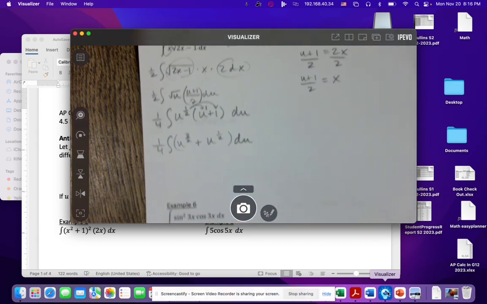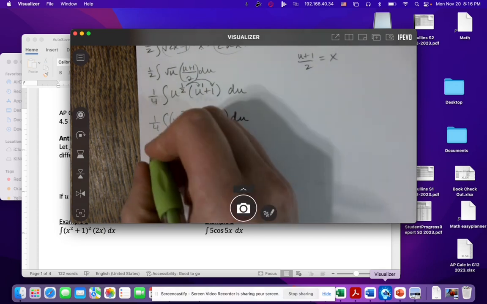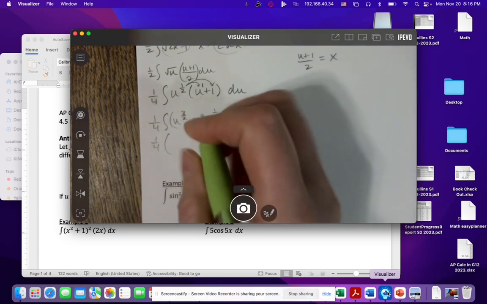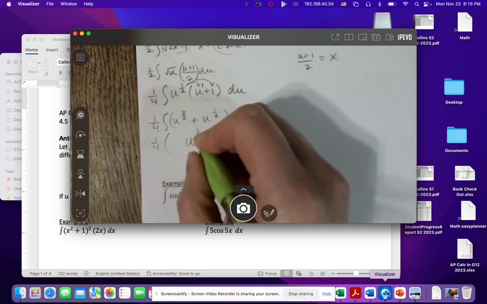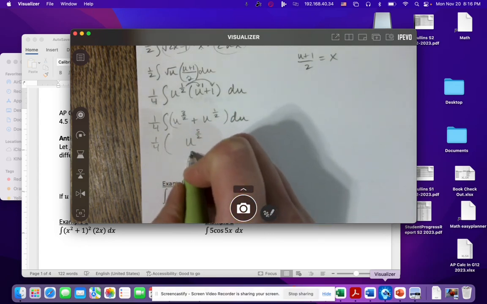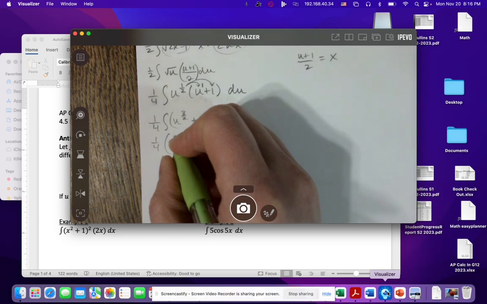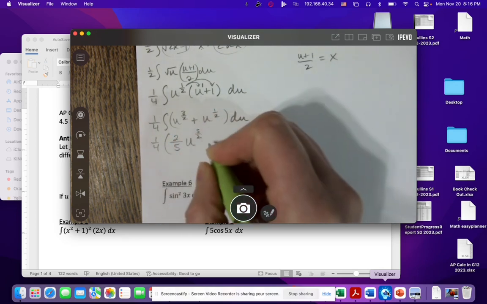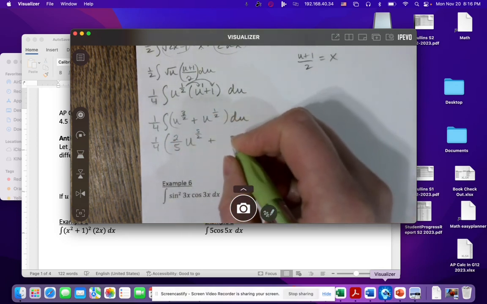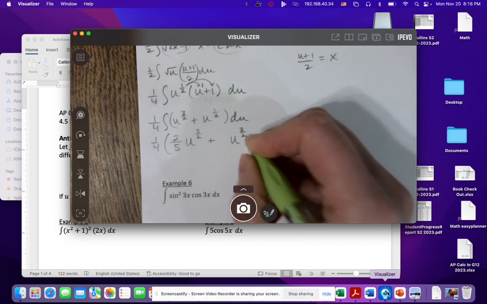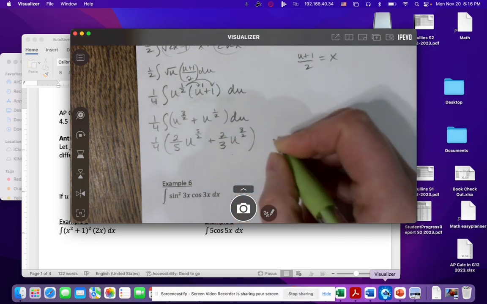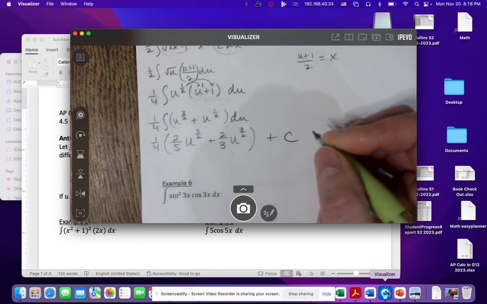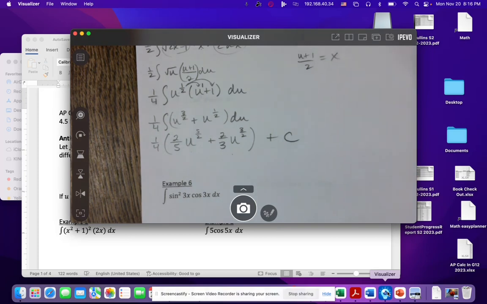And now I can just integrate with the power rule. So we're going to have a 1/4 out here. And then when I increase my power, it will now be 5/2. And instead of dividing by 5/2, I'm going to multiply by 2/5. And then this will be u to the 3/2. Instead of dividing by 3/2, I'm going to multiply by 2/3. And I'm going to leave my c outside because I don't want to mess with that until the very end.